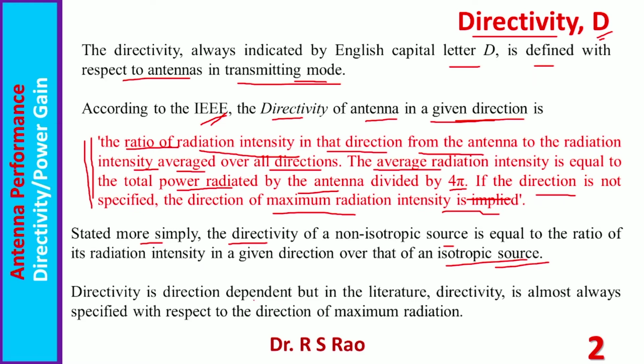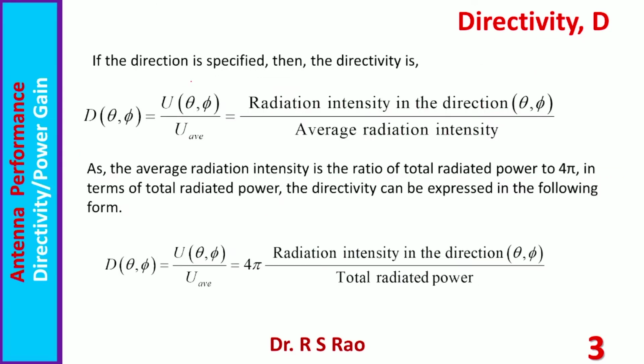Directivity is direction dependent, but in literature, directivity is almost always specified with respect to the direction of maximum radiation. In this slide, a good amount of standard information is provided for directivity. Now we move a little bit into the mathematical aspects of directivity. If the direction is specified, then directivity is mathematically D(theta, phi).